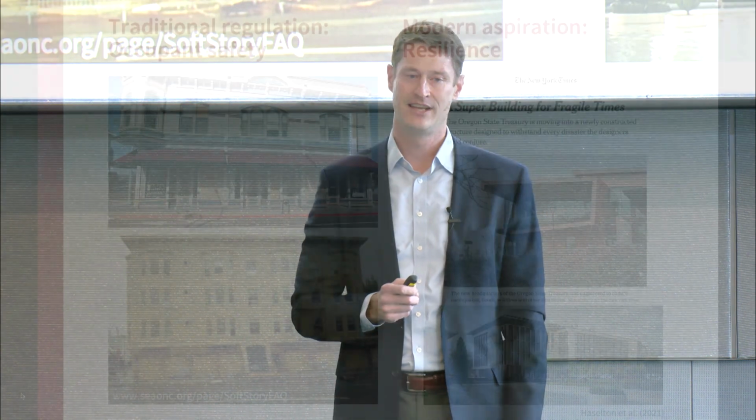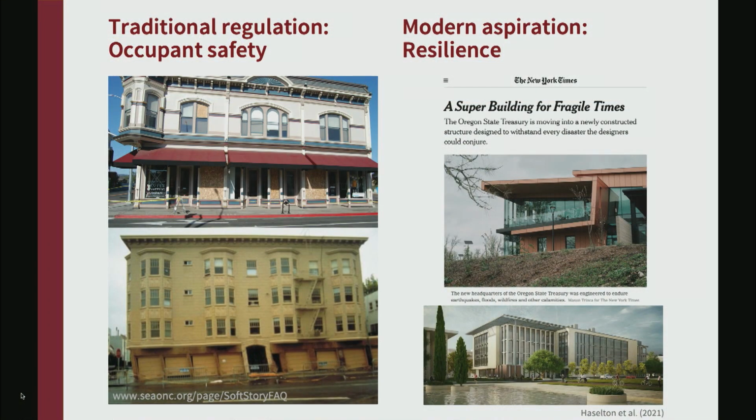The field of civil engineering in the past couple decades has really moved towards greater aspirations and thinking about disaster resilience. So the top photo is of a government building in Oregon that opened a couple years ago and was featured in the New York Times because of these performance features. It's designed to withstand earthquakes and floods and wildfires so that the operations of the government can continue even through these extreme events.